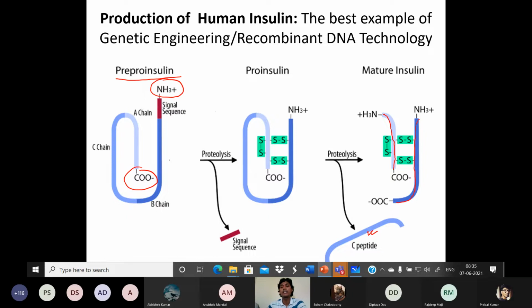What I want to say, those processes are very much complex, but we can make this version of insulin in our lab very effectively and efficiently, and that is being produced on a routine basis to provide insulin supply for a patient who needs to take insulin on a routine basis.